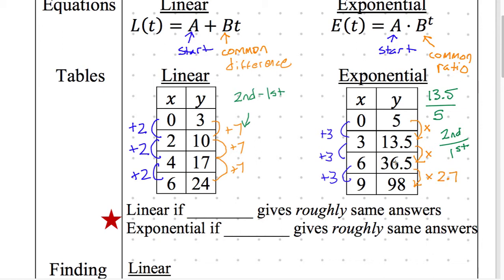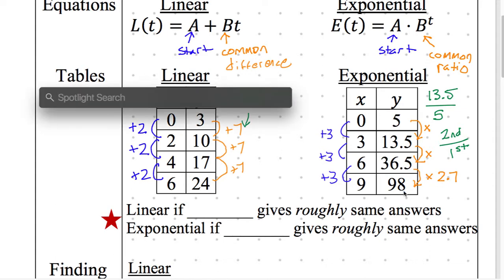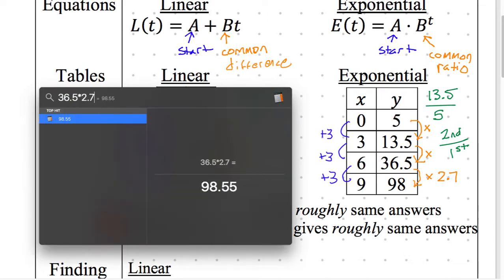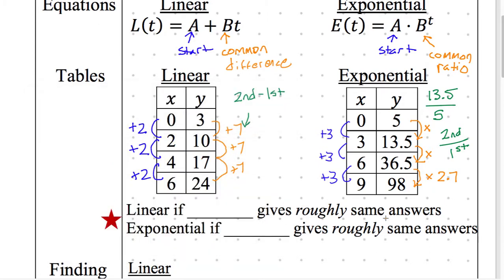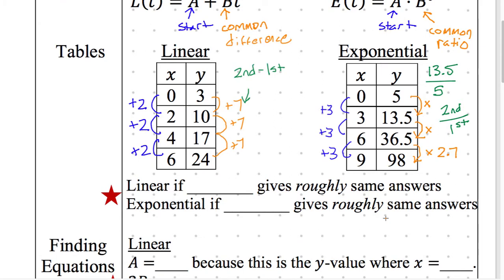You can check that. So 36.5 times 2.7 should be about 98. Let's check it out. 36.5 times 2.7, is it about 98? It is. It's 98.5, rounding up. Or rounding down, I guess, to get to 98. You are approximately multiplying by 2.7. So this is the important information.